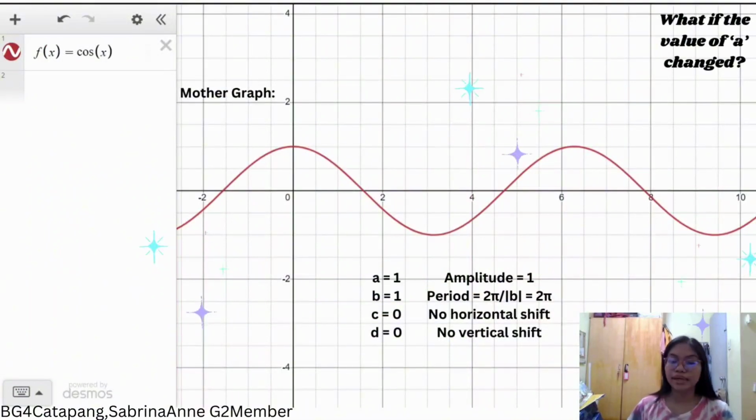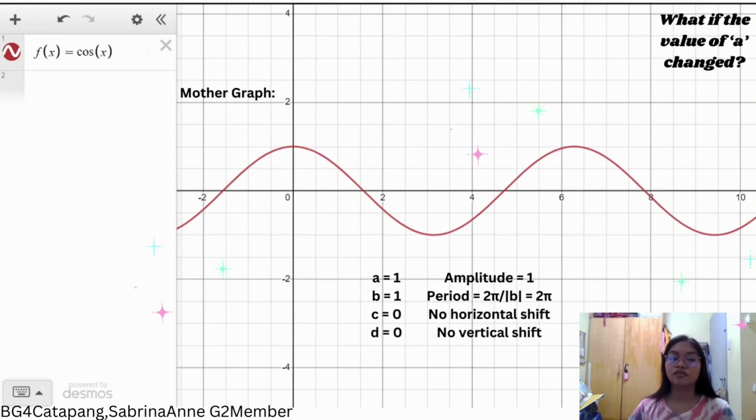Mabuhay! This is Sabrina Katapang from Group 2 Boyle, and in this part, I will be showing the transformation in the graph when the value of a changes in f of x equals a cosine quantity bx minus c plus d, where the absolute value of a is the amplitude, b is used to determine the period by using 2 pi over the absolute value of b, c to determine the horizontal shifting, and d to determine the vertical shifting.